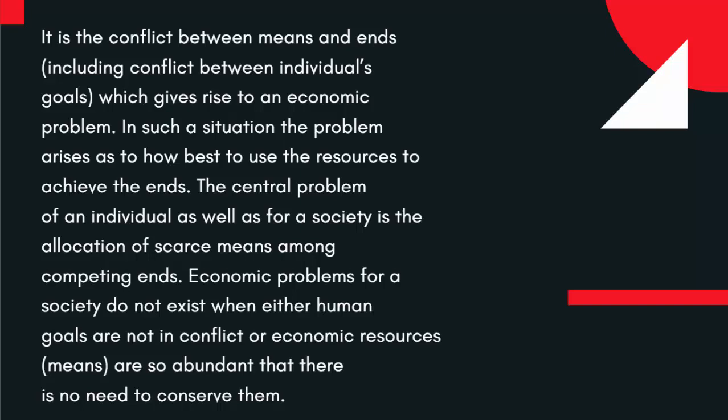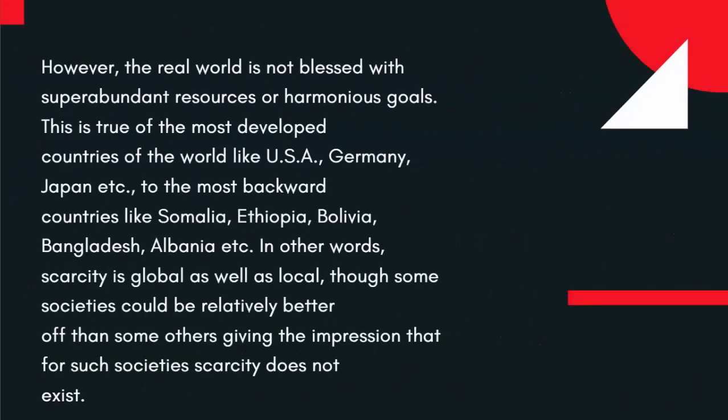The central problem of an individual as well as for a society is the allocation of scarce means among competing ends. Economic problems for a society do not exist when either human goals are not in conflict or economic resources, means, are so abundant that there is no need to conserve them. However, the real world is not blessed with superabundant resources or harmonious goals.